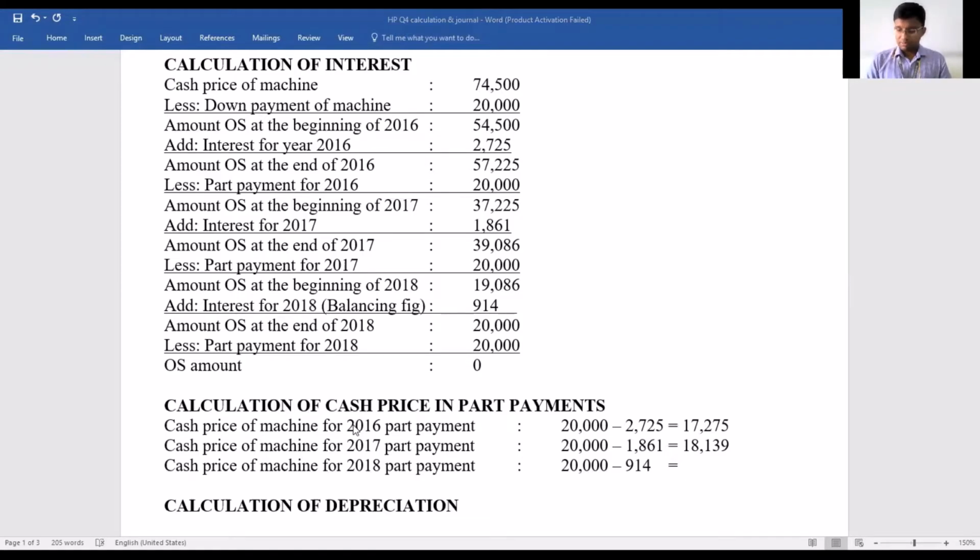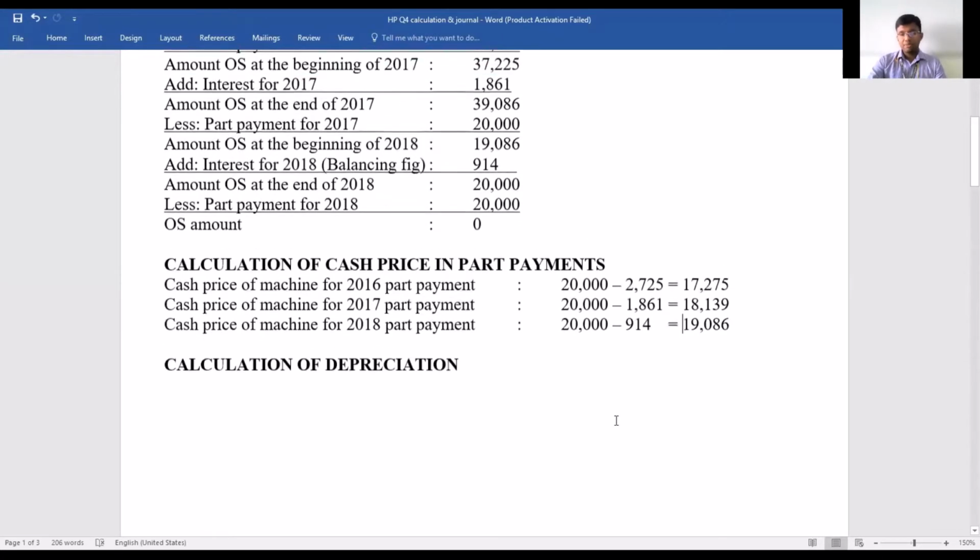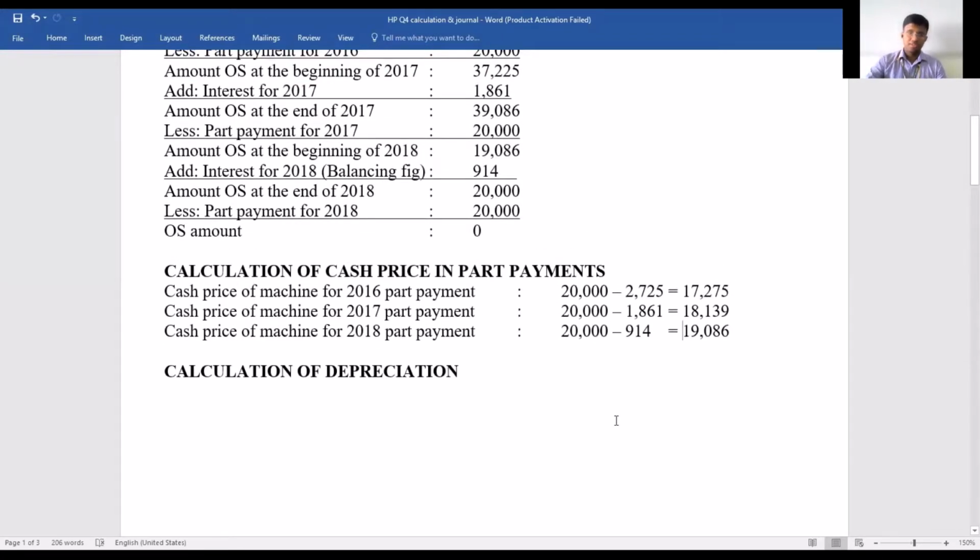Okay, so 20,000 minus 914 is 19,086. Okay, so that has been completed. We have got the cash price in each of these components, so we have worked out the next part of the calculation.